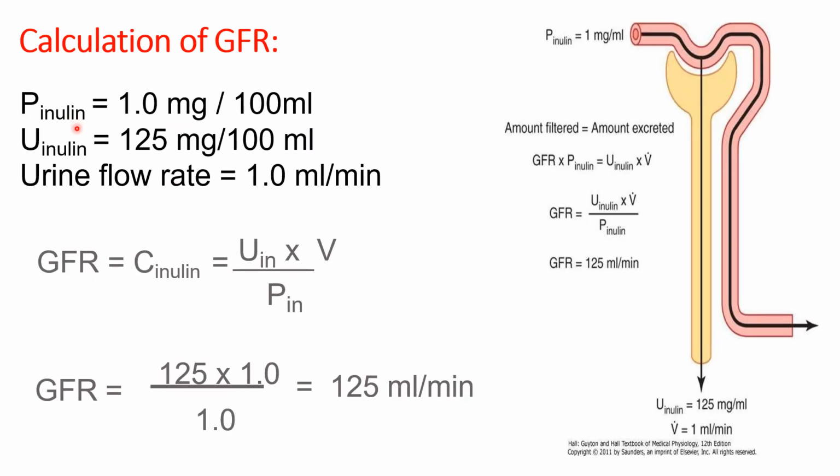So if we take the inulin in plasma as 1, urinary inulin as 125, and flow rate as 1, we finally get this value, which is 125 milliliter per minute.